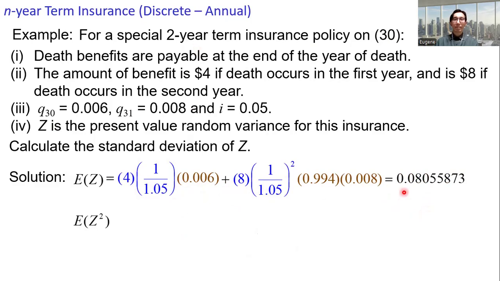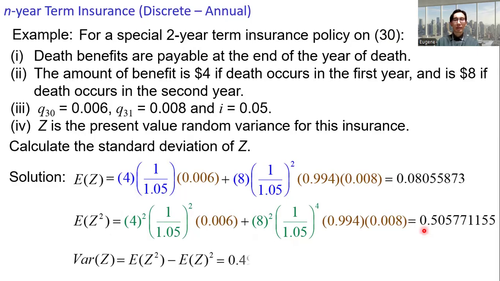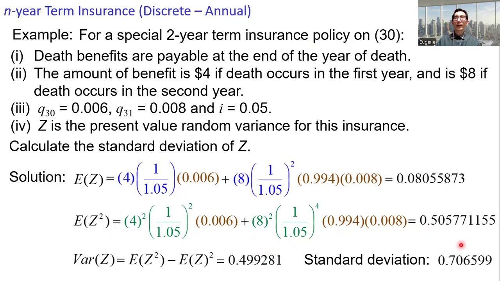The expected value of Z squared has a similar structure. The death benefit squared and the nu squared, and then the second term. We get 0.50577. The variance is 0.499281, and then we take the square root to get the standard deviation. And we get the answer, 0.706599.